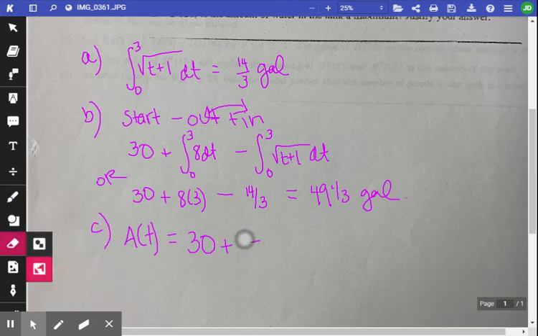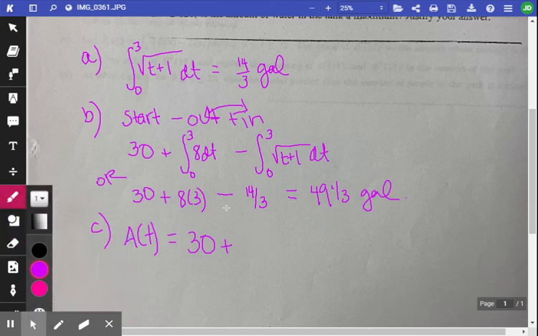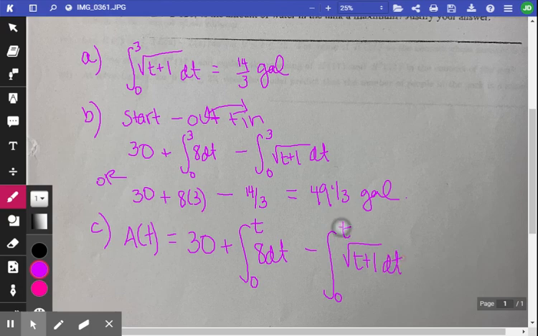or if you just want to stay in your zone and keep using integrals the whole time, then I can say the integral of 8 from 0 to T, because I'm giving a general expression for the amount of water in the tank at any time T, minus the integral of the square root of T plus 1 from 0 to T with respect to T. So that's what they're looking for in part C.